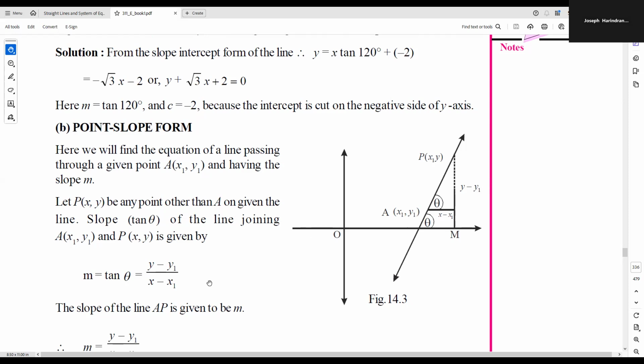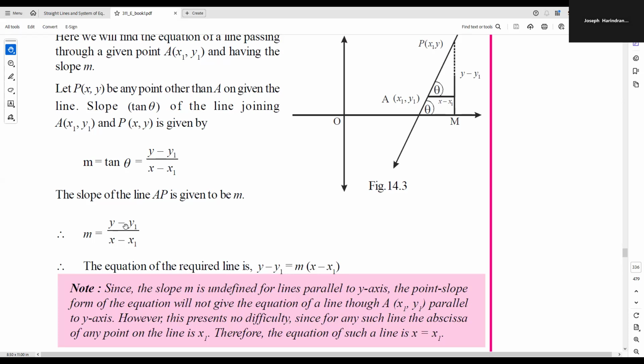Now the slope m, which is tan theta, is given by y minus y1 by x minus x1. So the equation of the line will be y minus y1 is equal to m into x minus x1. This is the point slope form of the equation of a line.